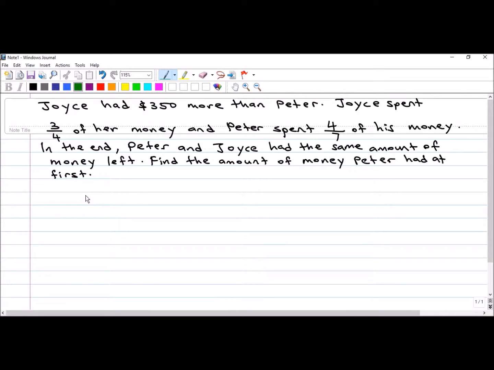So let's read the question. Joyce had $350 more than Peter. Joyce spent 3/4 of her money and Peter spent 4/7 of his money. In the end, Peter and Joyce had the same amount of money left. Find the amount of money Peter had at first.